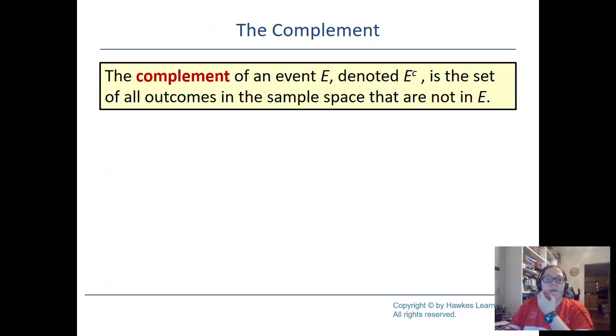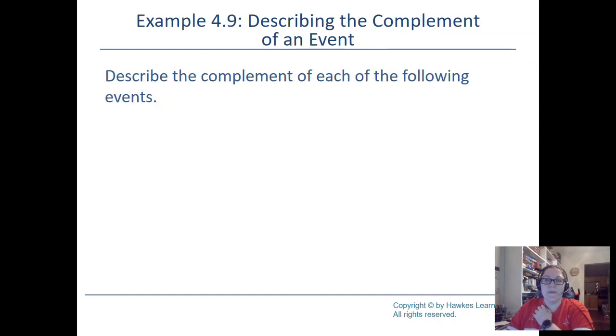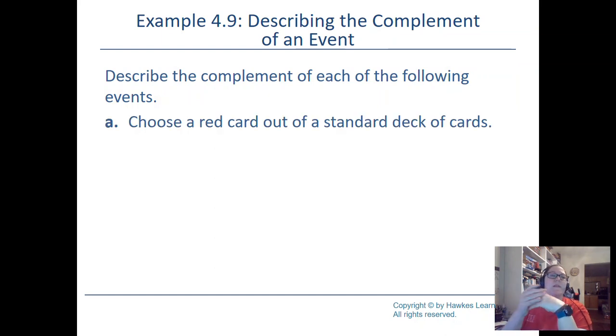Now, complements are one of the things that is really helpful when dealing with probability, because sometimes it's easier to find the complement than it is to find the actual probability of something. A complement is basically all the outcomes that are not actually in the event, whatever it might be. So let's find the complement of the following items. Choose a red card out of a standard deck of cards. Well, the complement is going to be the opposite of that.